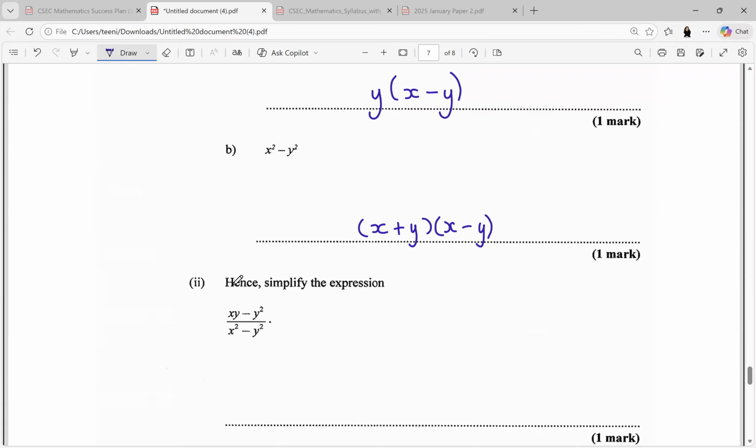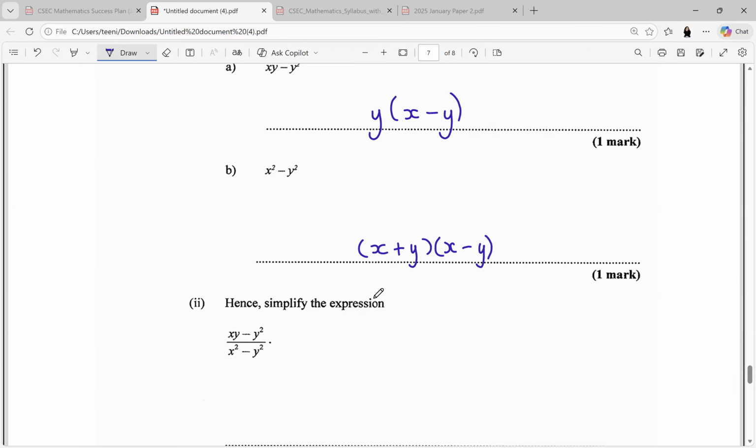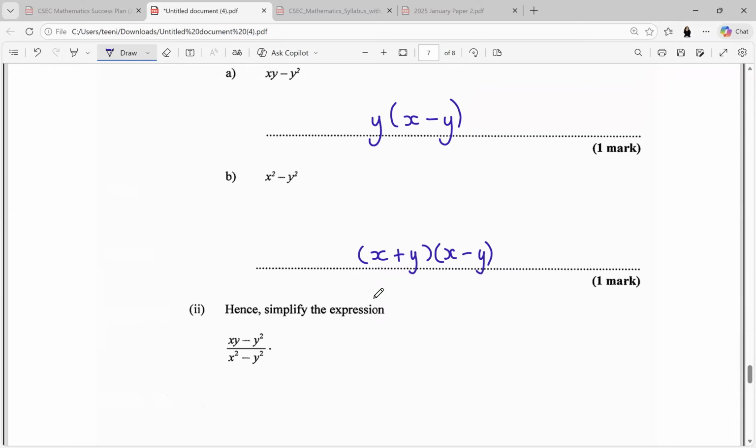Remember, when you see the word hence, what does that tell us, guys, about this part of the question? Then you're using the other two parts of the question. That's right. We're using the other two parts of the question to solve this part. So this is exactly like the question before where they had x squared minus 49 over x plus 7.